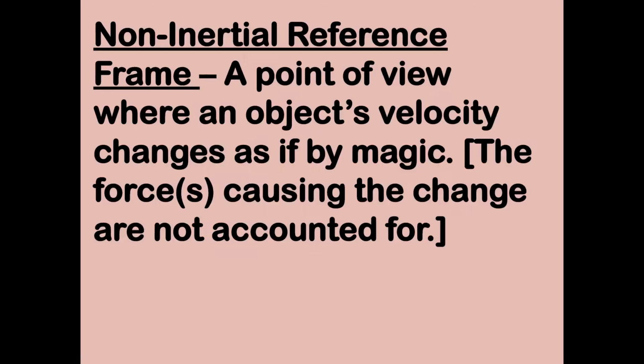Now, the second type of reference frame is called a non-inertial reference frame, a point of view where an object's velocity changes as if by magic. In other words, the forces causing the change are not accounted for. This means that your target object is changing velocity, but considering your point of view, you cannot tell why it is changing velocity. Sounds like a strange statement, so let me show you an example.